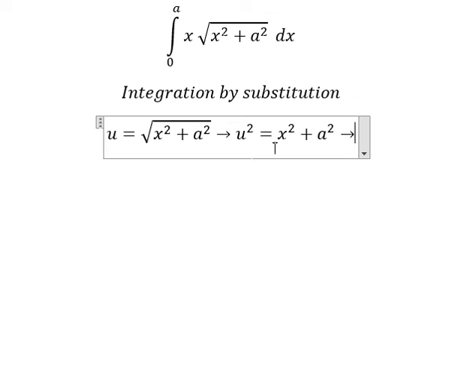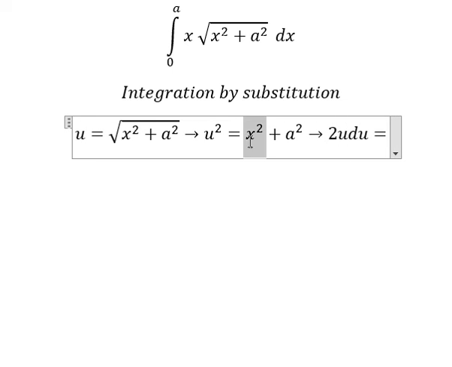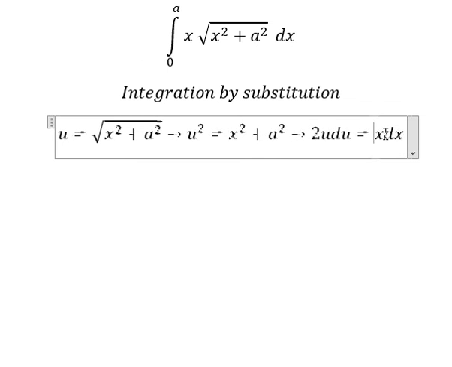Next, we need to do first the derivative for both sides. This one we have 2u. This one that is 2x. This one that is the constant, so you get number 0. Later that we divide both sides by number 2.